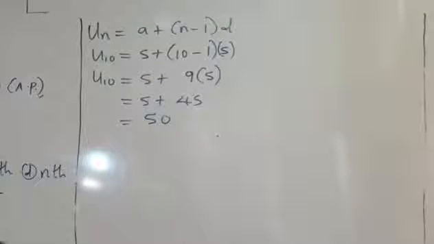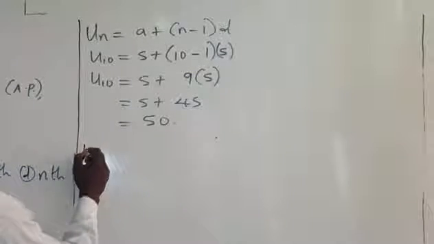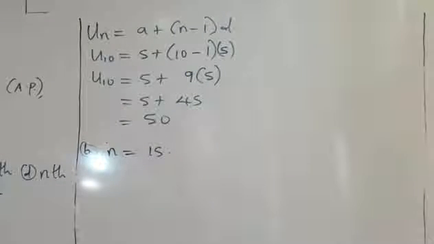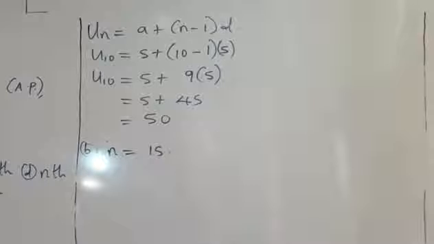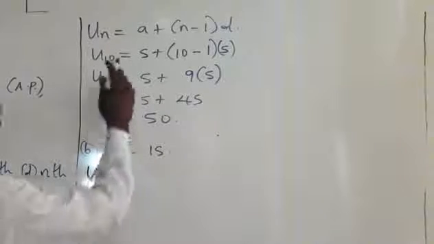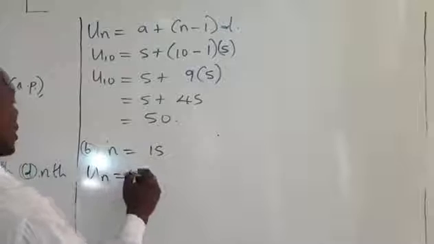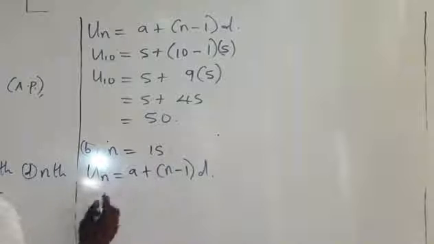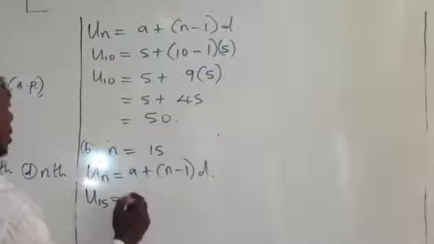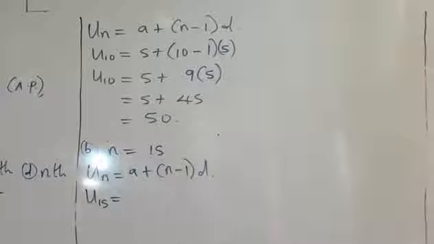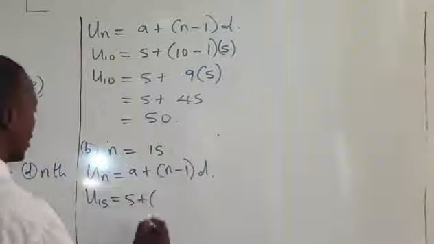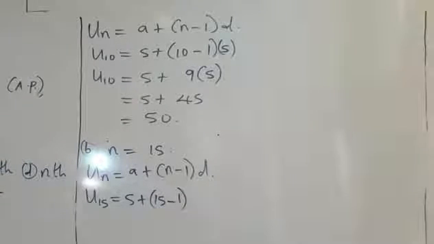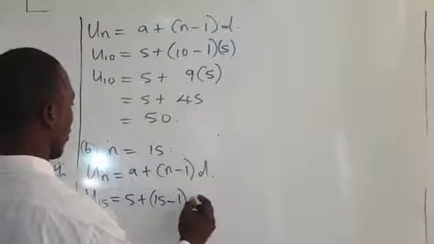Then question B, 15th term. That is n is equal to 15. So we are using the same common difference and the same first term. And we are using the nth term formula, that is un equals a plus n minus 1 d. So our n is 15, so it's going to be u15 equals a. What is a? a is 5, plus the number of terms we are looking for, 15, minus 1, multiplied by the common difference. So the common difference is 5.